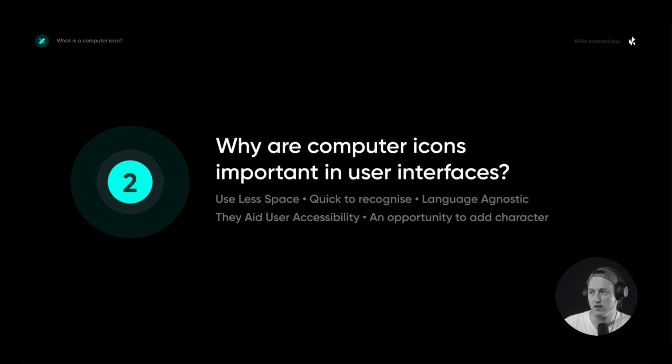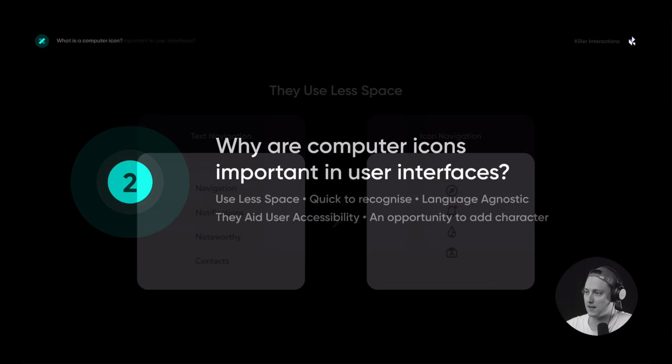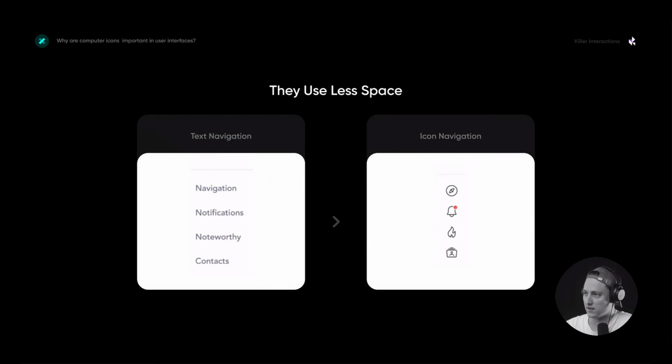So why are computer icons important in user interfaces? Broken it into kind of 5 key things. And I'll give an example of this. Icons are fantastic because they use less space. So as you can see here, we have navigation, notifications, noteworthy, and contacts. And then we have on the other side, icons that indicate the same thing. So you can obviously see that text itself takes up more space. The icons themselves take up a lot less space, normally around 24 pixels, depending on the size, or down to 16.